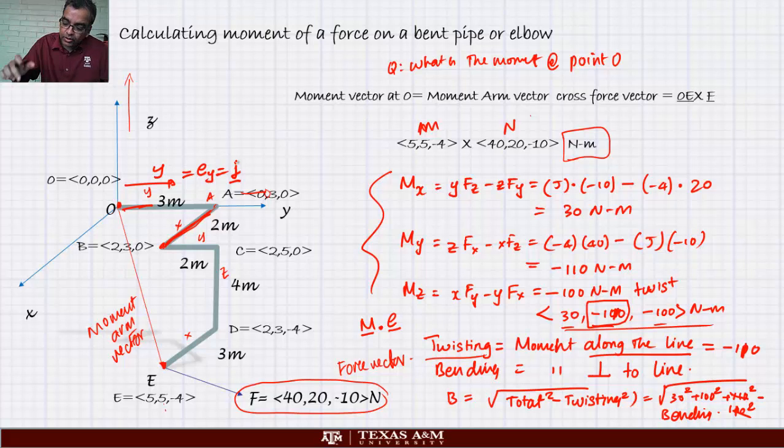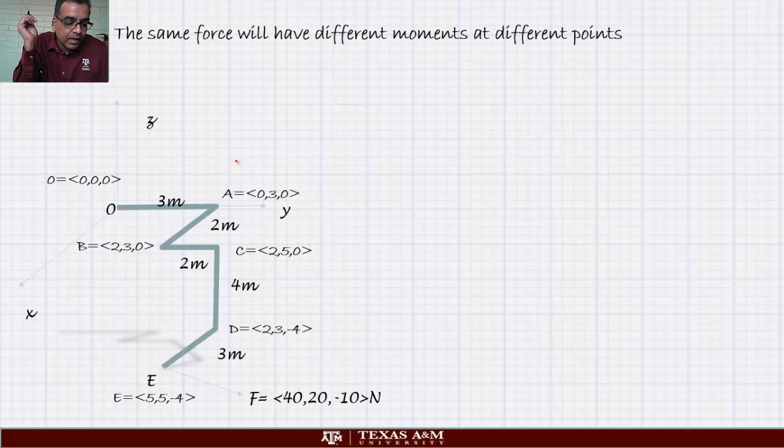Okay, now what I want to show you is that the same force will have different effects and different moments at different points. So I computed from here. Now I'm going to compute from here. What's the torque on this bar at this point? Each point along the bar will have a different amount of torque and a different amount of bending moment. So I want you to understand that.